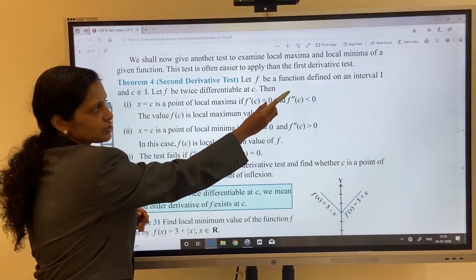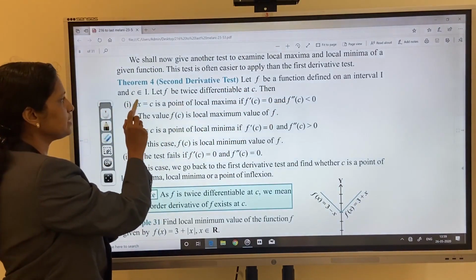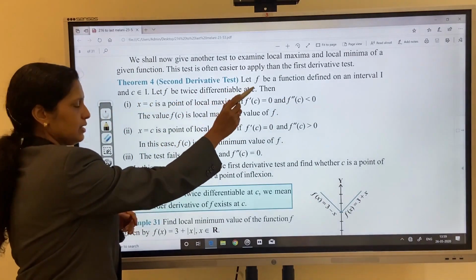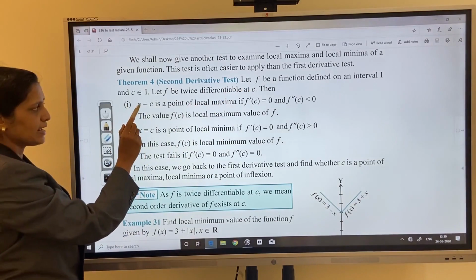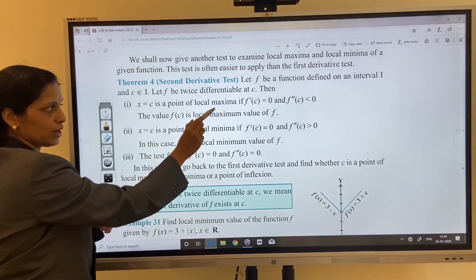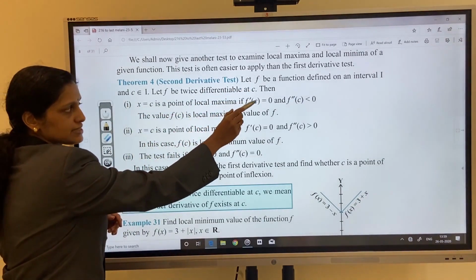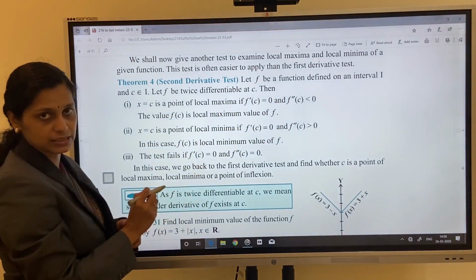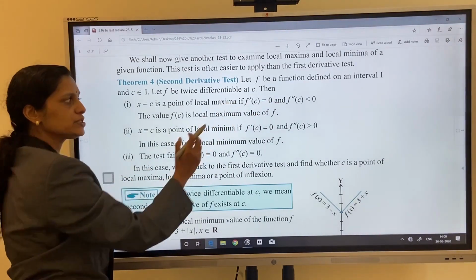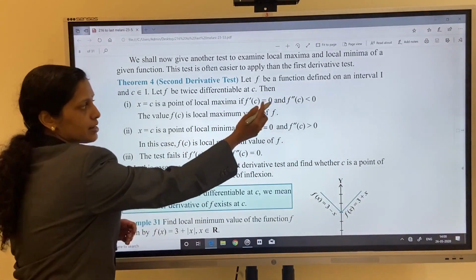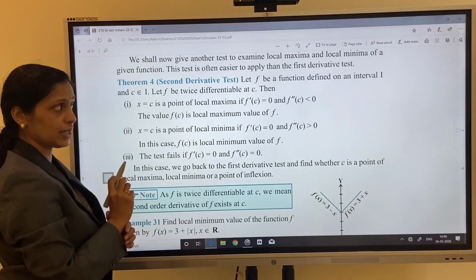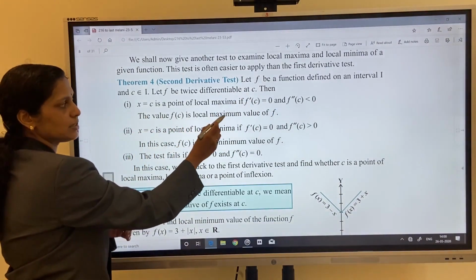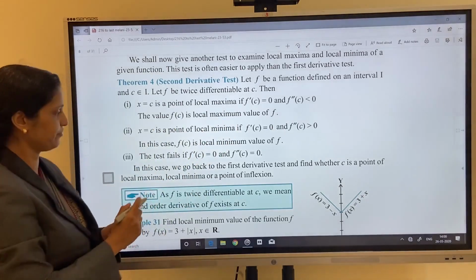Let f be a function defined on an interval I and c belongs to I. Let f be twice differentiable at c. Then, 1. x is equal to c is a point of local maxima if f dash c is equal to 0 and f double dash c is less than 0. f dash c is equal to 0 means c is a critical point. And remember, the second derivative at that point should be negative. The value f of c is the local maximum value of f.